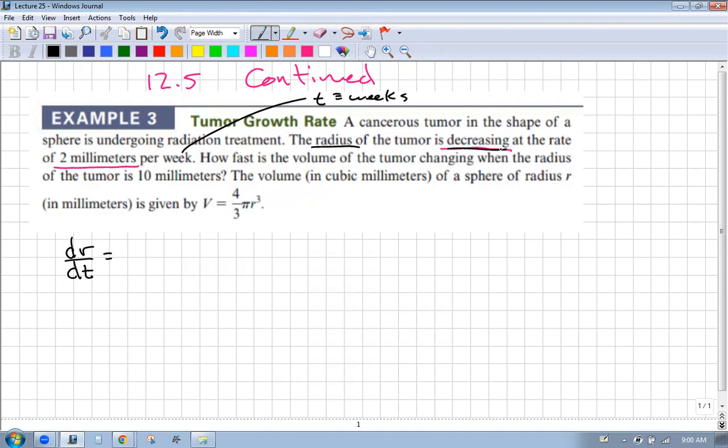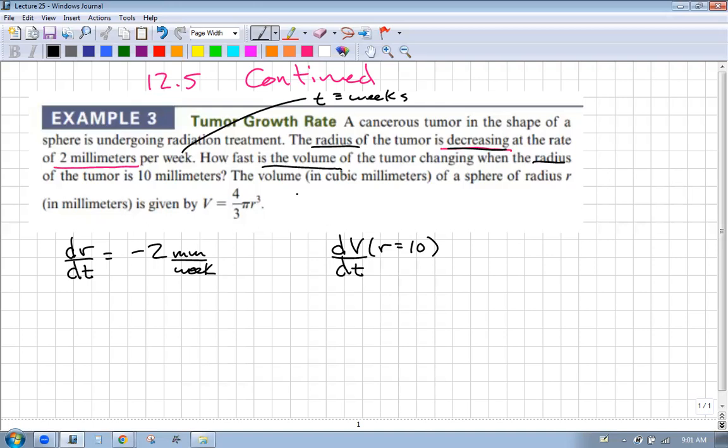so it would be -2, let's say millimeters per week. We want to throw our units in there, right? How fast is the volume of the tumor changing? So we want to know what is the change in the volume with respect to time, specifically when the radius of the tumor, so evaluated when R is 10, right? And then they give us the volume of a sphere, all right? So here's our volume.